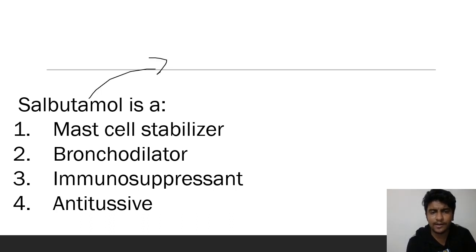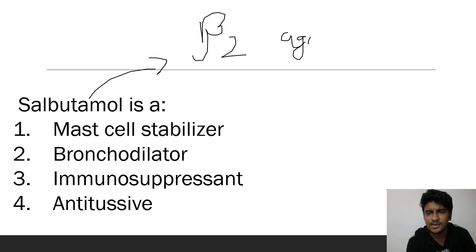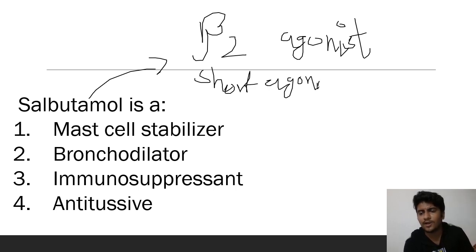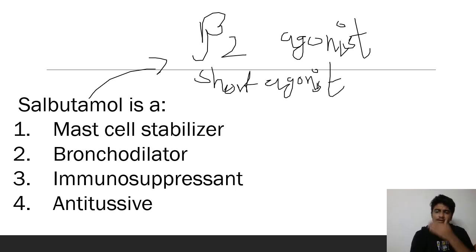Salbutamol. Do we remember the category of salbutamol? Is it a beta 2 agonist? Yes, it is. Is it a short acting or a long acting? It is a short acting beta 2 agonist. Long acting we have salmeterol, formoterol, etc.